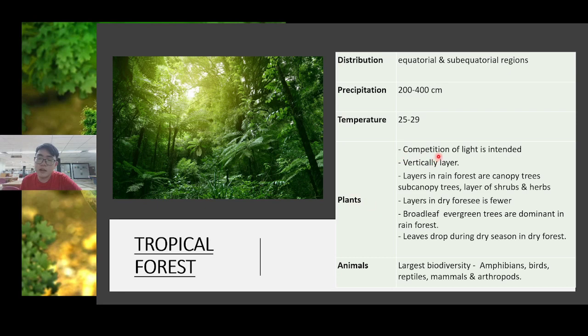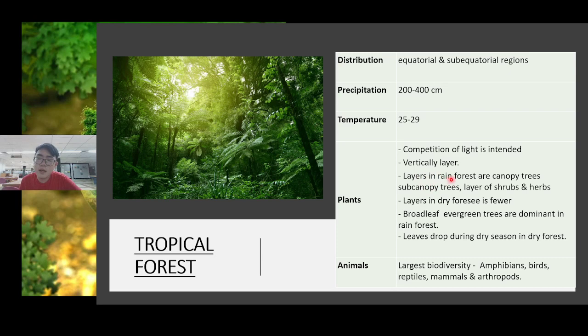The competition for light is intense, and there are vertical layers. If you have gone to Taman Negara or Sabah and Sarawak and seen the forest there, you can see that it is very compact with plants. The trees are very tall and underneath there are many plants, and the density is very high. So the competition for light is very high, especially for the lower plants. That is why there are vertical layers, because all the plants need to trap the sunlight. If not, they will die, because plants need sunlight to carry out photosynthesis.